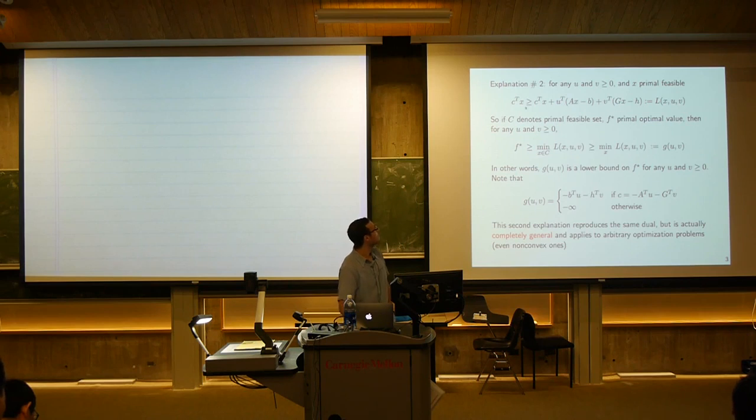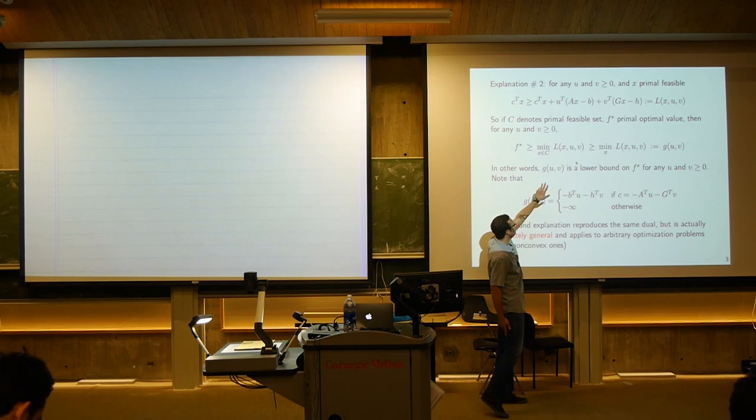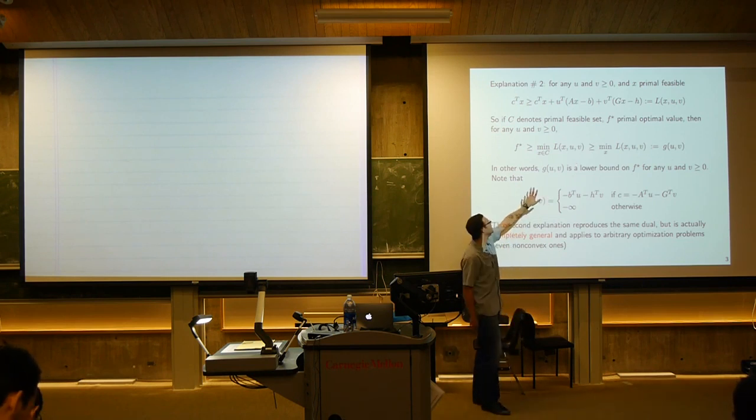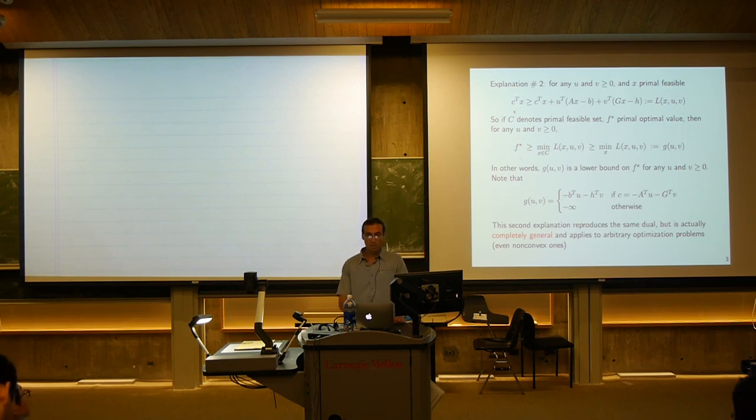f star, minimizing the primal criterion over all feasible points x, is bigger than or equal to the minimum over all feasible points, where I'm denoting the feasible set by C, of the Lagrangian L(x, u, v). Thinking about this for u and v fixed and x being the argument, minimizing over all x. This is true just from this inequality pointwise for all feasible points x. I think this is extremely simple, but it's a subtle idea that's very powerful.